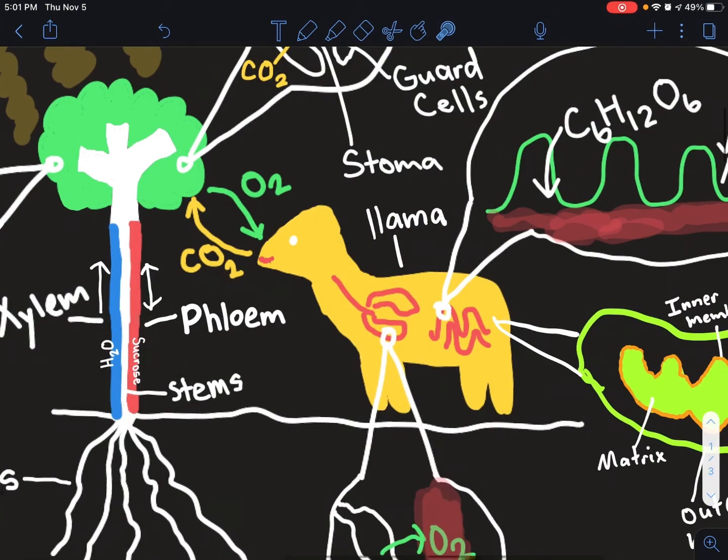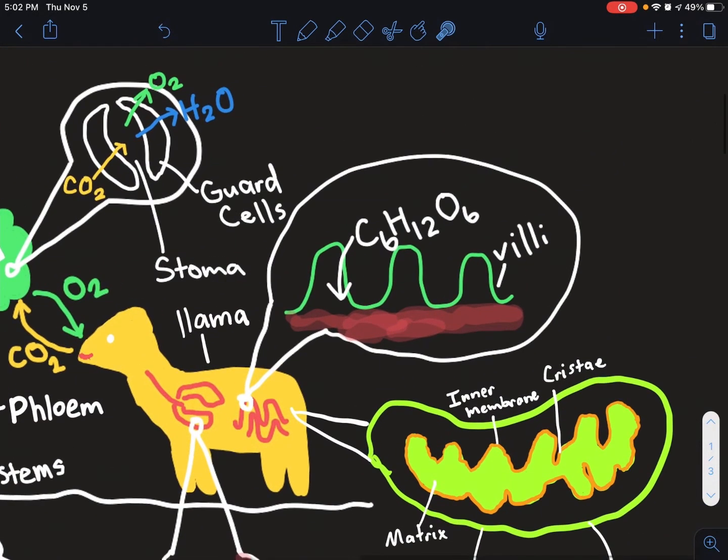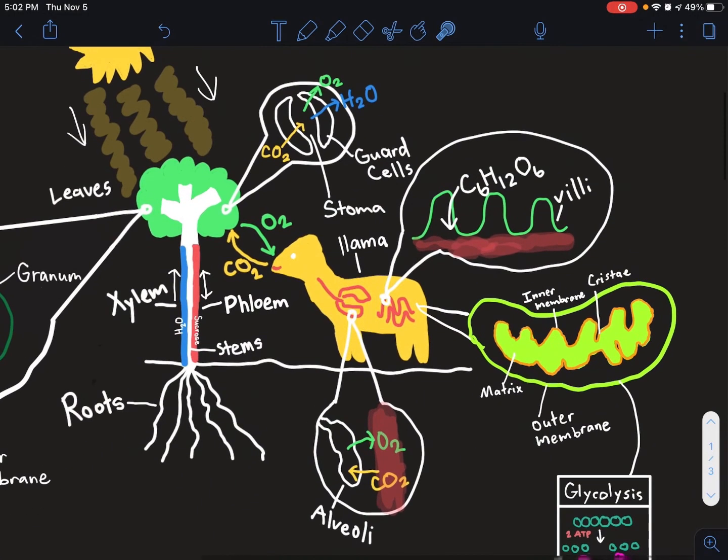In the llama, the respiratory system allows O2 to enter the bloodstream and CO2 to exit through the alveoli and lungs. In the digestive system, the small intestine contains finger-like villi that take sugar from digested food into the bloodstream. The circulatory system allows blood to move around the llama through blood vessels.